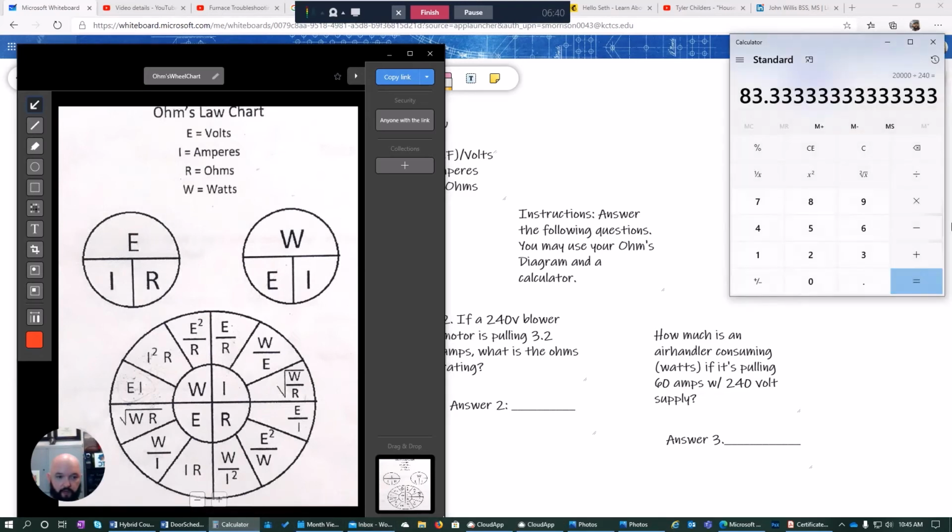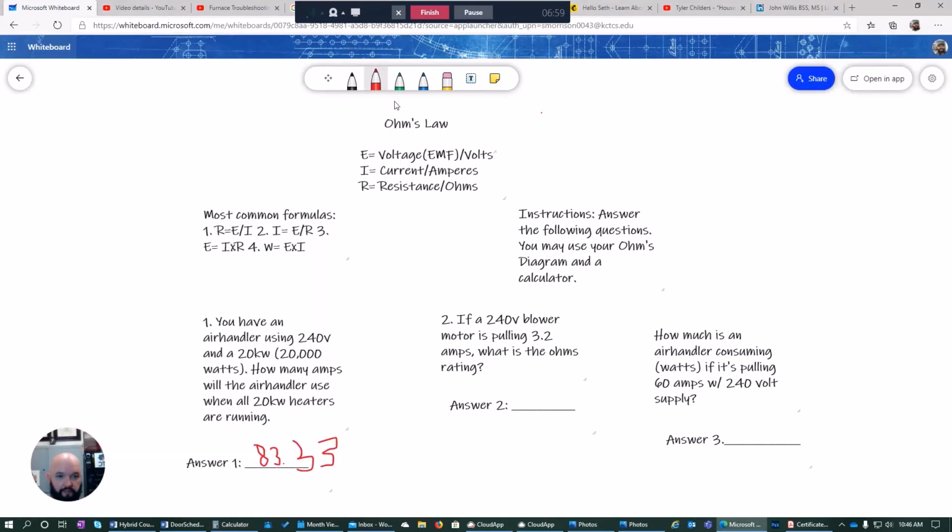I hope you're rushing ahead of me here. Volts divided by amps: 240 divided by 3.2 equals 75 ohms of resistance. And feel free to verify this on a heat pump or an air handler heat kit when you're testing a blower motor. So 75 ohms. If you have any two, you can find the third.